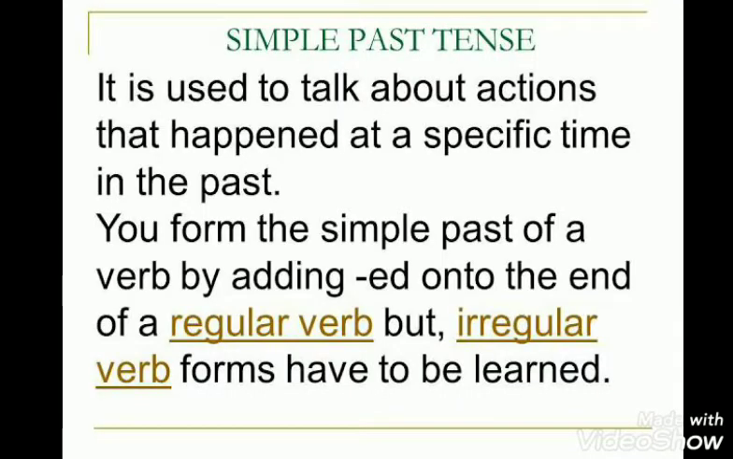Now let's talk about past simple tense. So children, again, look at your screen for that. Moving on to the next, let's talk about past simple tense. It is used to talk about actions that happened at a specific time in the past. You form the past simple of a verb by adding ed onto the end of a regular verb, but irregular verb forms have to be learned. Past simple tense is used for actions that happened or existed at some point of time in the past. Any action that has already happened in the past.